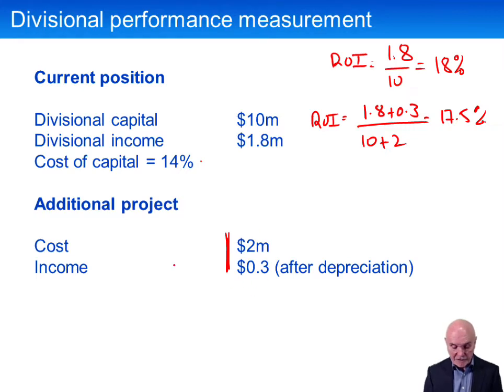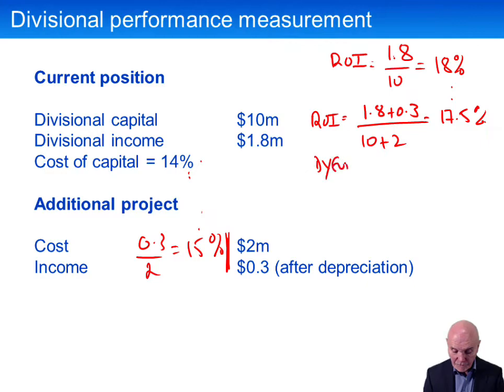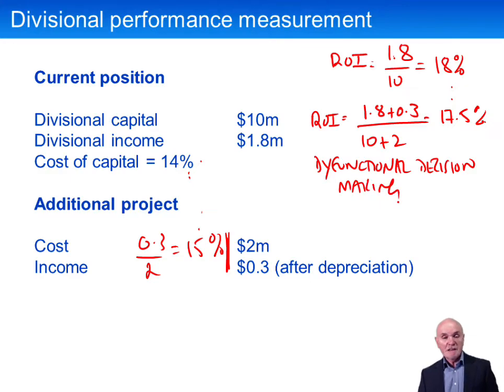If we just looked at this on its own, we're getting 0.3 for 2 million, that is going to be 15%, which is of course above the 14%. This is a worthwhile investment. This would yield a positive net present value, yet this manager is saying no. And we have here basically a lack of goal congruence, or what might be called dysfunctional decision making. The manager is doing something which is good for the division, but which is bad for the group.